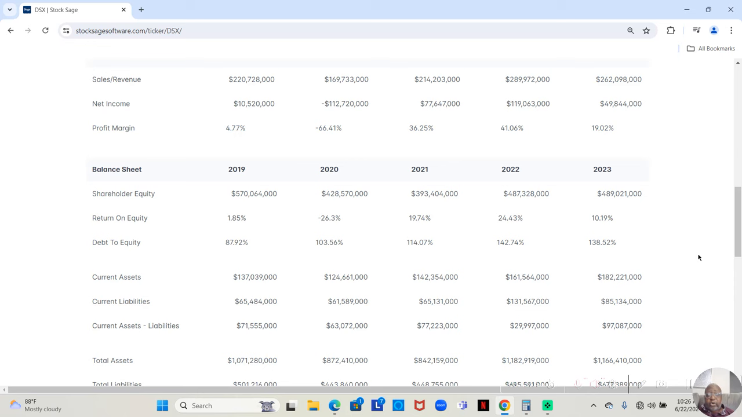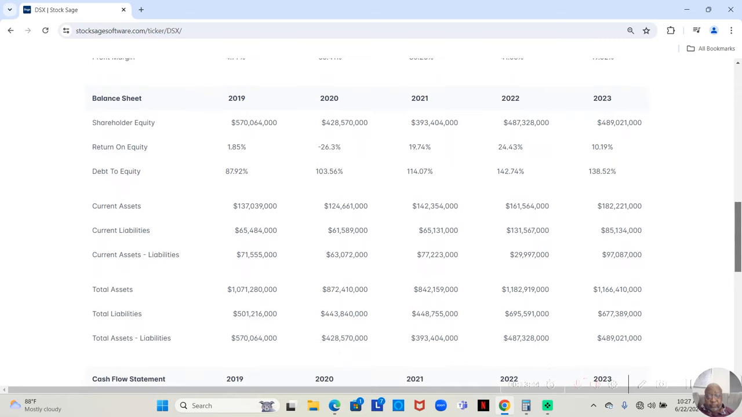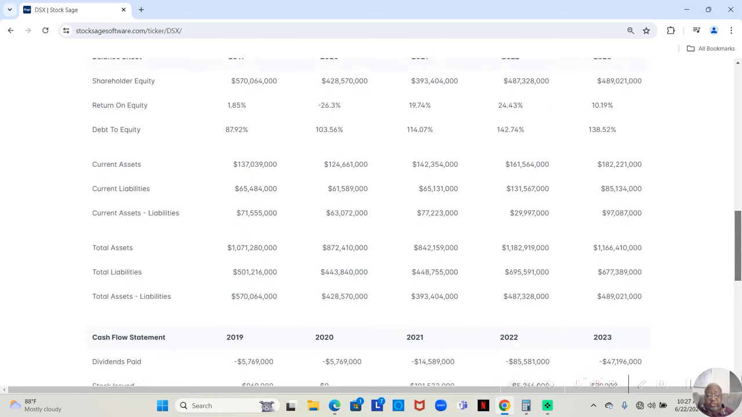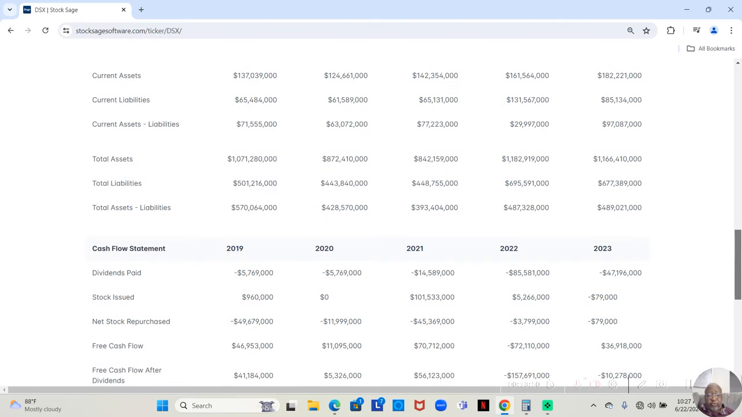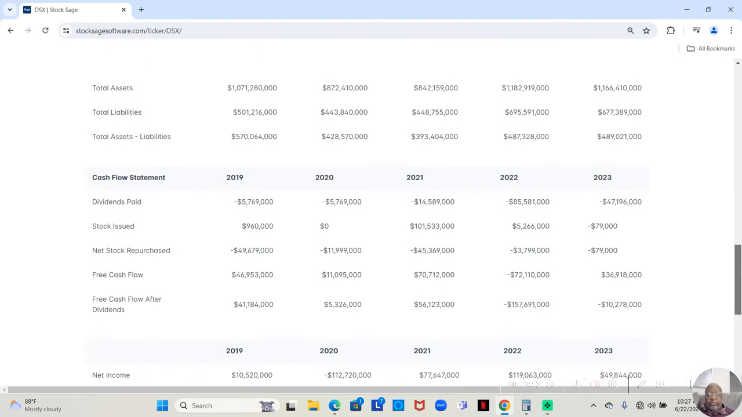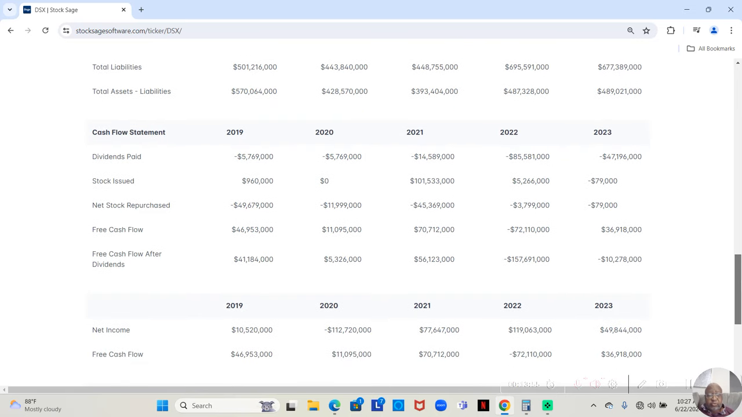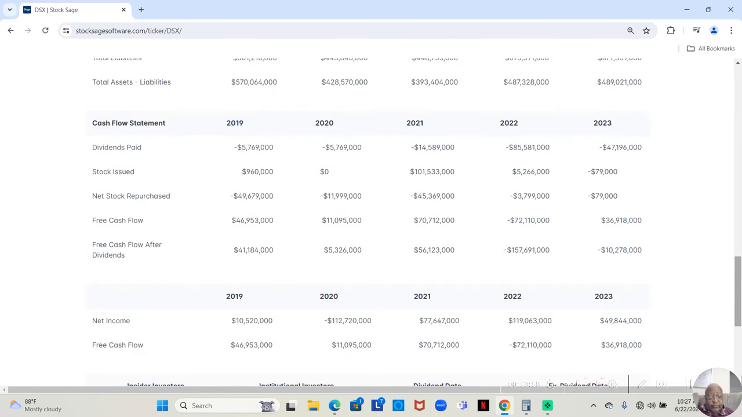And the return on equity the last 3 years was 19.74%, 24.43%, and 10.19%, with all debt to equities under 200%: 114.07, 142.74, and 138.52, which means it's a pretty decent balance sheet all around. Now, this company, we know they paid the dividend the last 5 years.